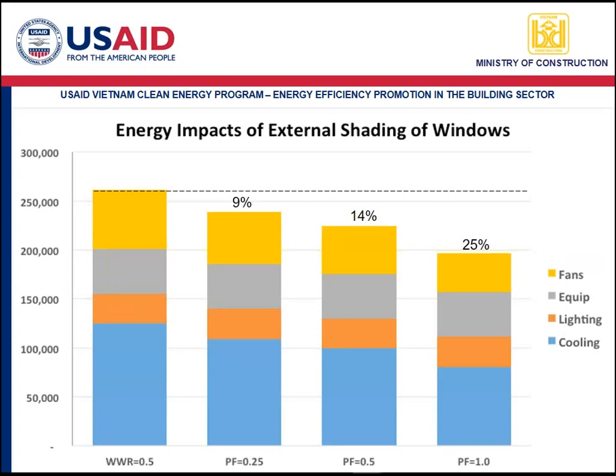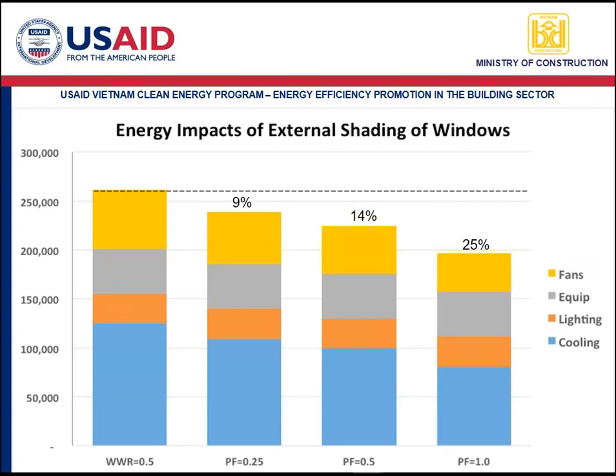Và nếu chúng ta sử dụng nó thì tiết kiệm năng lượng như ở đây, trong công trình demo của chúng tôi, nếu sử dụng các tấm che nắng với tỷ lệ 25% chiều cao cửa sổ thì mức độ tiết kiệm là 9%, và nếu tăng lên đến 50% chiều cao cửa sổ thì mình có thể tiết kiệm được 14%, và nếu che bằng chiều cao cửa sổ thì là 25%.